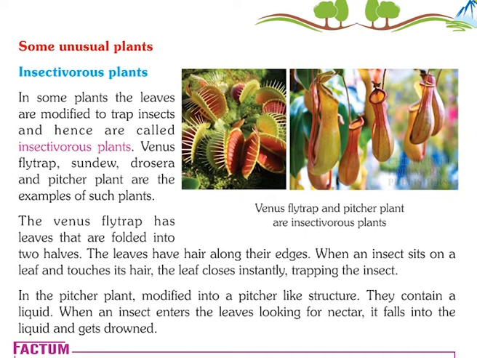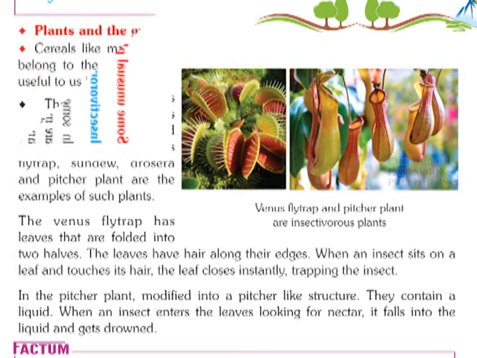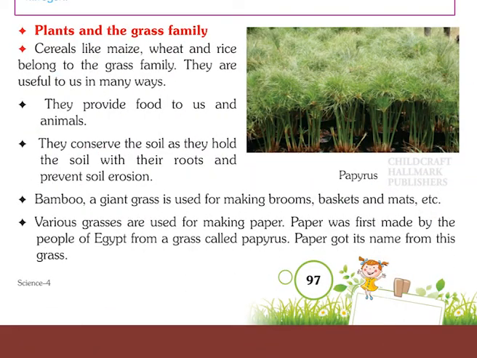The Venus flytrap has leaves that are folded into two halves. The leaves have hair along their edges. When an insect sits on a leaf and touches its hair, the leaf closes instantly, trapping the insect. And the pitcher plant has leaves modified into a pitcher-like structure. They contain a liquid. When an insect enters the leaves looking for nectar, it falls into the liquid and gets drowned.